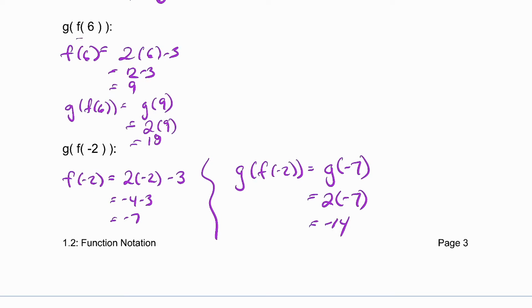Okay, so not overly complicated. We sort of break it down in steps, working from inside out, calculate the value of each function, and then once we get the answer, apply that answer to the next function.